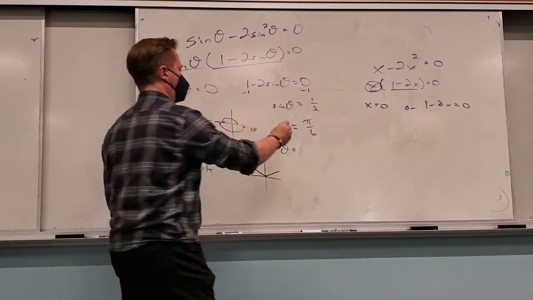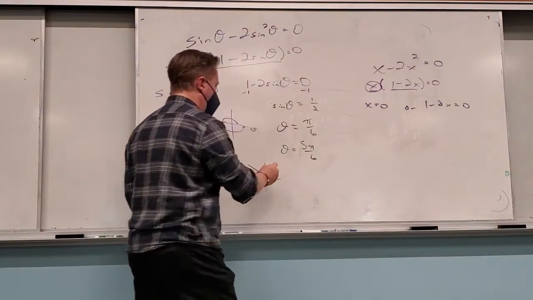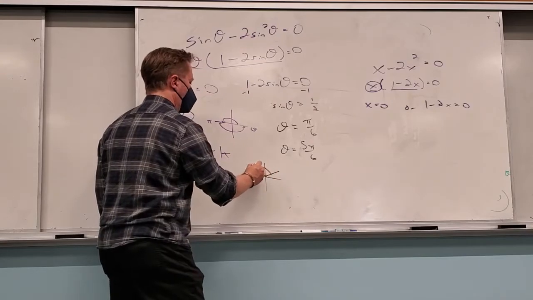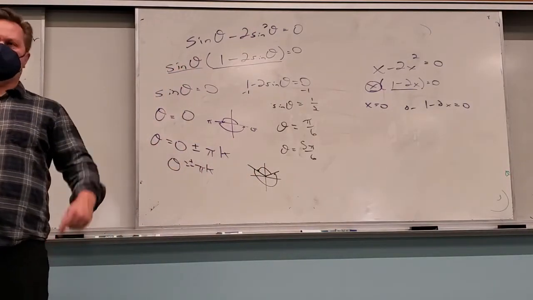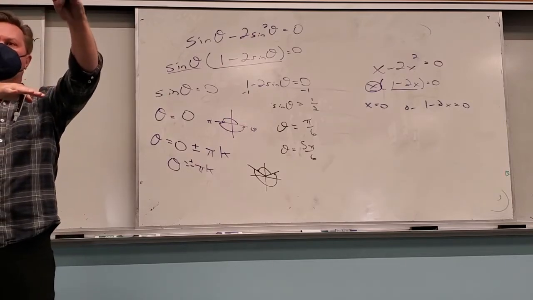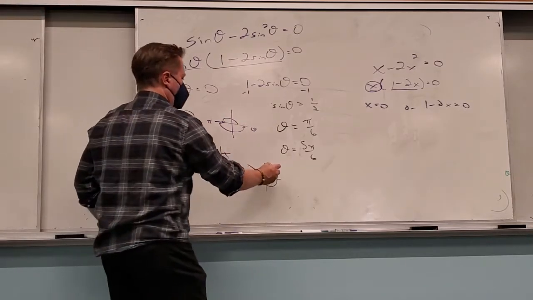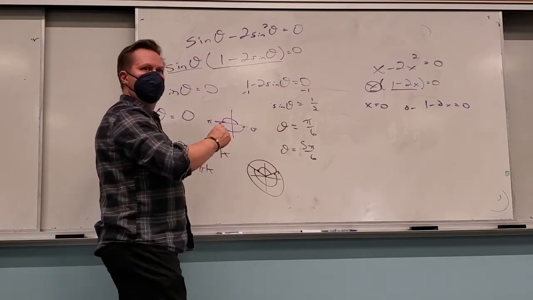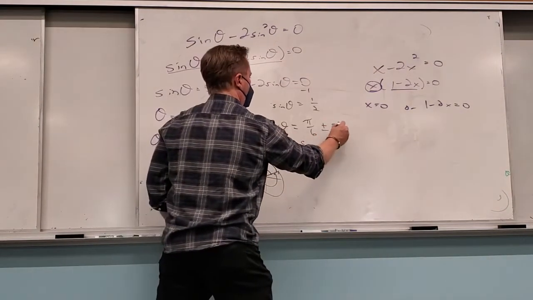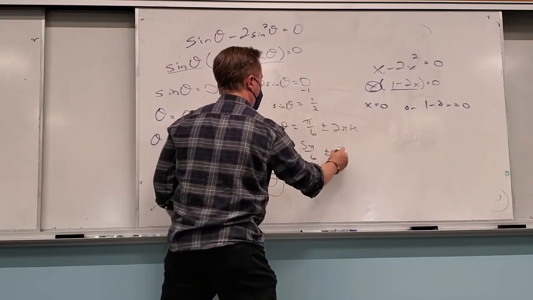5 pi over 6. Are those equally spaced apart? You sure about that? My bad. Nope. So you need 2 separate lines then, right? So now, if I start here, how do I get to the next answer? I have to go a full rotation around, correct? Okay, so this will be plus or minus 2 pi k, and this will also be plus or minus 2 pi k.